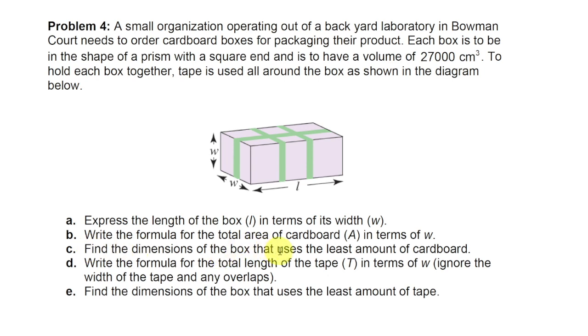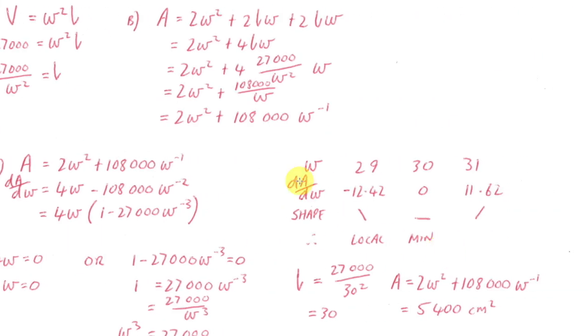C, find the dimensions of the box that uses the least amount of cardboard. So we want to obviously keep cost to a minimum. So this time the area is equal to this. I can come up with a derivative for the area. So change in area over change in W is equal to this. And I can factorize that. So I have 4W being multiplied by 1 minus 27,000 W to the power of -3.